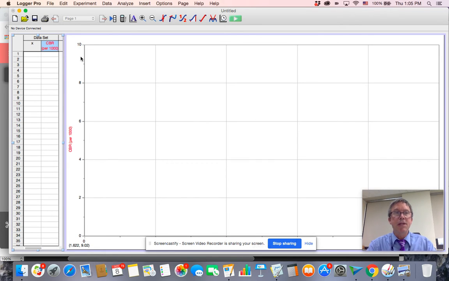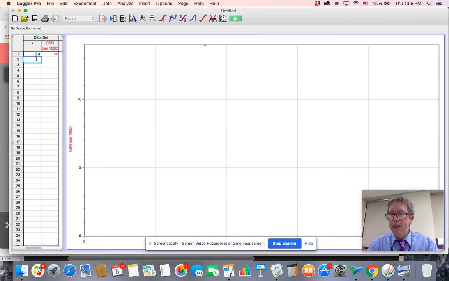When I do, you'll see the data points pop up in here. So when this was 3.4, my crude birth rate was 14. And when this was 2.1, this was 11. And when this was 1.8, this one was 9. When this one was 0.5, this one was 5. And when this one was 0.1, this one here was 3.